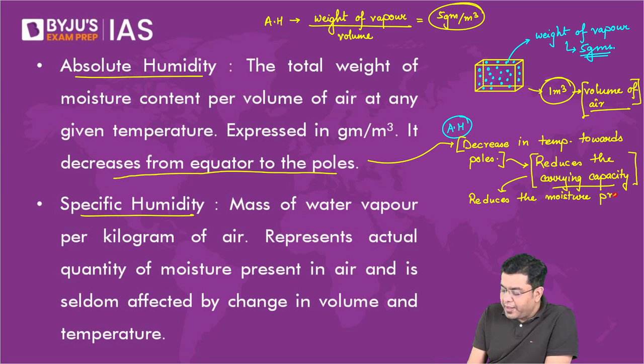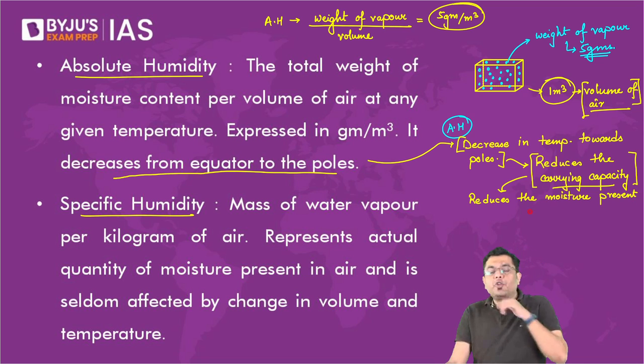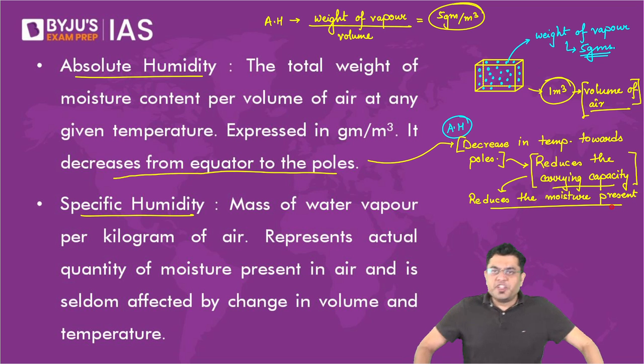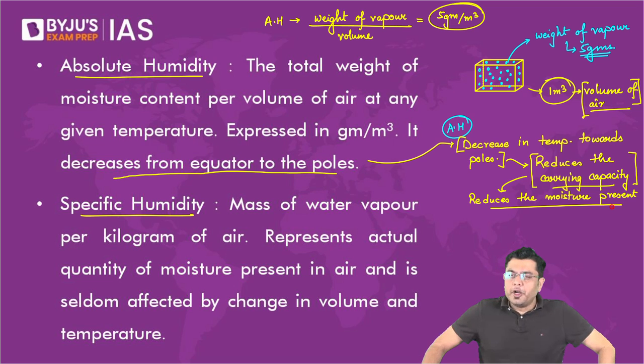So that is where you will observe that overall what you measure as absolute humidity will reduce from the region of equator to the poles. Now, this is a variation that you observe in the measurement of absolute humidity, but that is not something that you will observe in the case of specific humidity.